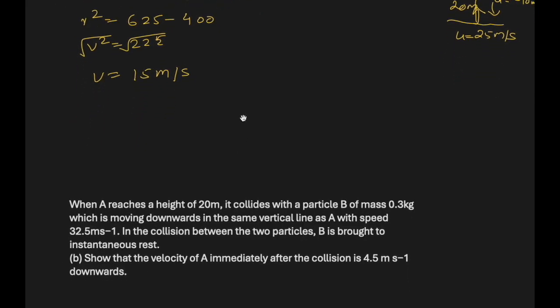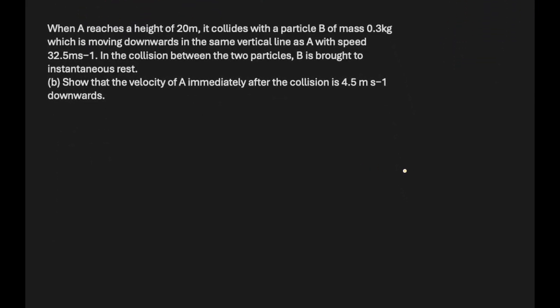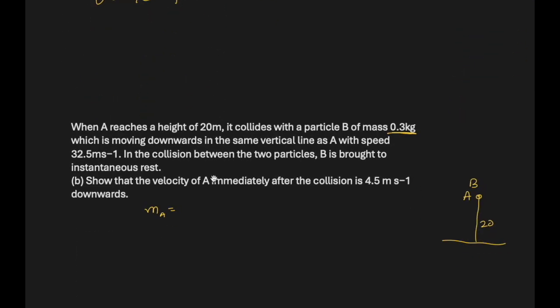Okay. When it reaches a height of 20 meters, it collides with a particle B. So this is the ground. Particle A went 20 meters up and collided with B of 0.3 kg. That is the mass of B. So the mass of A was how much? We'll have to see. 0.5 kg.